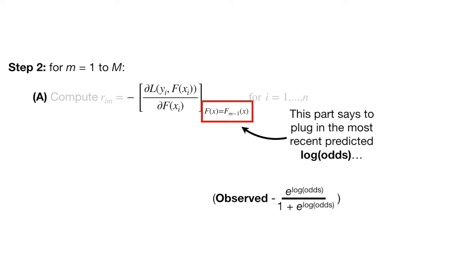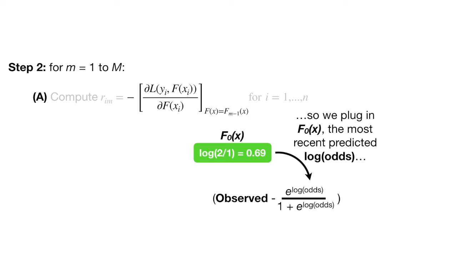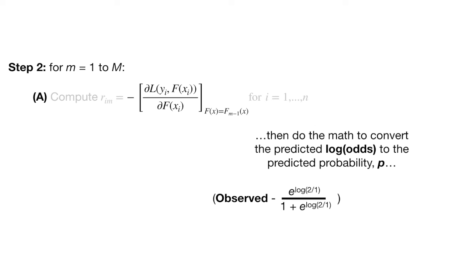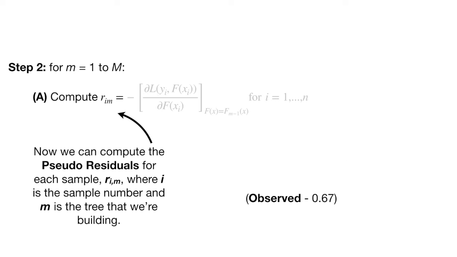This part says to plug in the most recent predicted log odds. So we plug in f sub 0 of x, the most recent predicted log odds. Then do the math to convert the predicted log odds into the predicted probability, p. Now we can compute the pseudo residuals for each sample, r sub i, m, where i is the sample number and m is the tree that we're building.